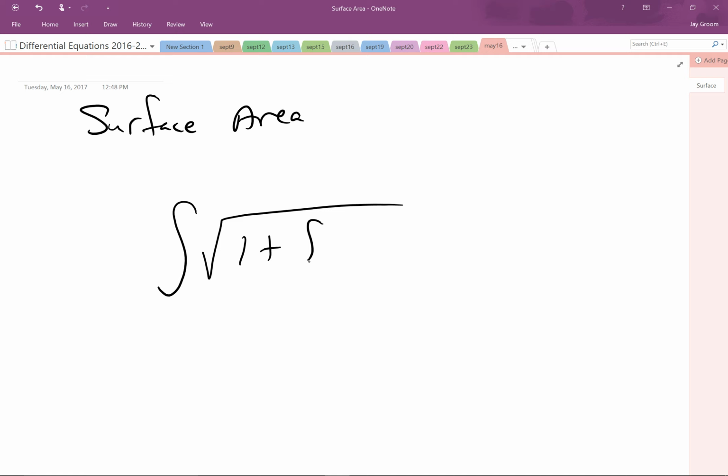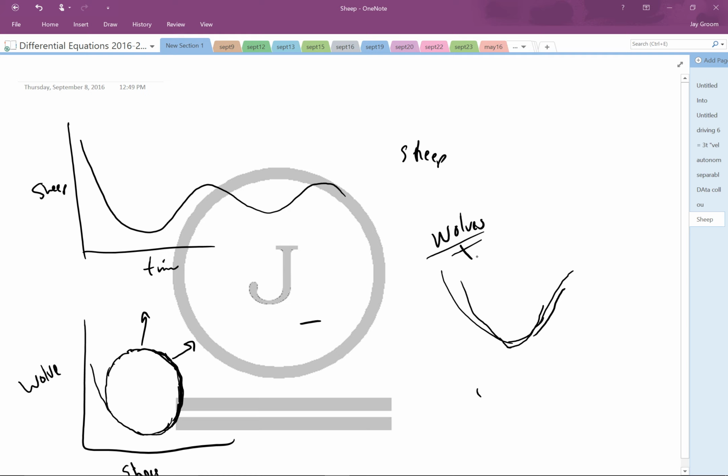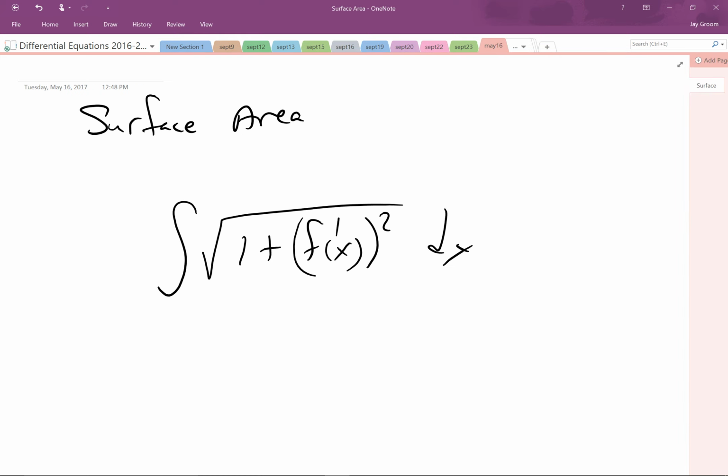Remember arc length? Arc length was this nasty formula. Remember how disgusting that was? It never integrated nicely unless it was some lame function. Well, this surface area is very similar.